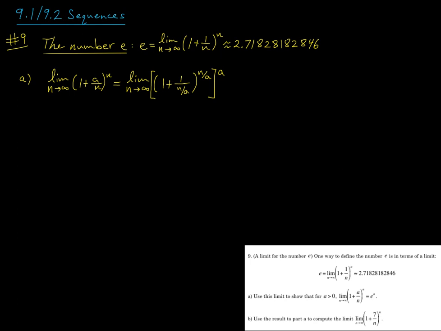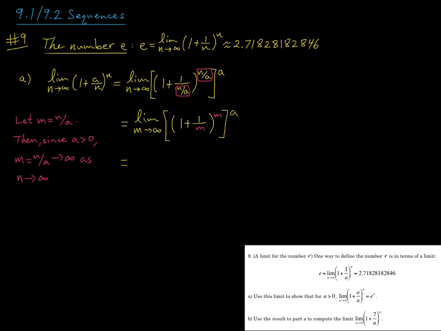Now, to make that a little clearer, let's make a substitution. I'm going to let this quantity n over a equal m. Okay, and as I noted before, since a is a positive number, then m, which is n over a, will approach infinity as we let n approach infinity. Okay, so I'm going to replace the limit as n approaches infinity with the limit as m approaches infinity, which is justified by this statement here. And then n over a shows up there and there, so I'm just going to replace those with m's.